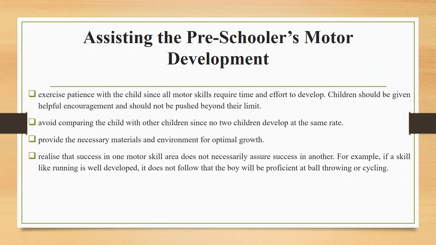And you should try to avoid comparing children with one another, since even twins of the same mother, the same egg, identical, are not the same when it comes to their development. So when you see that one child is better than the other, it doesn't mean every child should be like the other child. No comparison. And you need to provide the necessary resources and materials for the total and full growth of the child. You should also realize that success in one activity does not necessarily mean that they will succeed in another activity, because they may have the edge to succeed in that angle, but not the other.